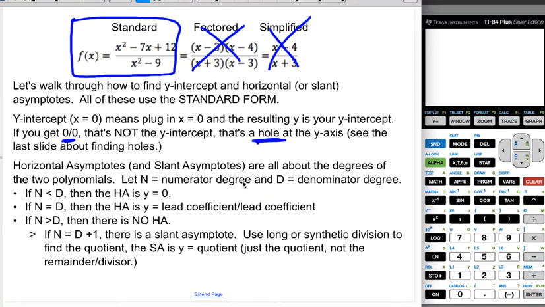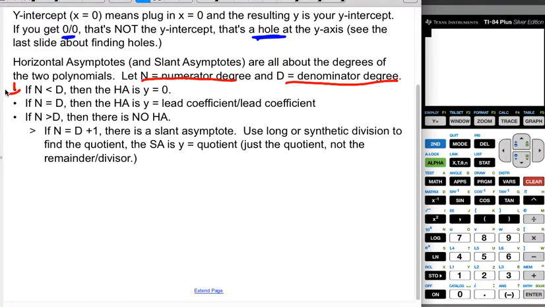So for horizontal asymptotes, and I touched briefly on this a second ago, the horizontal asymptotes are all about the degree of the numerator and the degree of the denominator, which I'm going to call n and d. Let's walk through a couple examples. We'll call these case 1, case 2, and case 3. In case 1, if the degree of the numerator is smaller than the degree of the denominator, then the horizontal asymptote is 0.